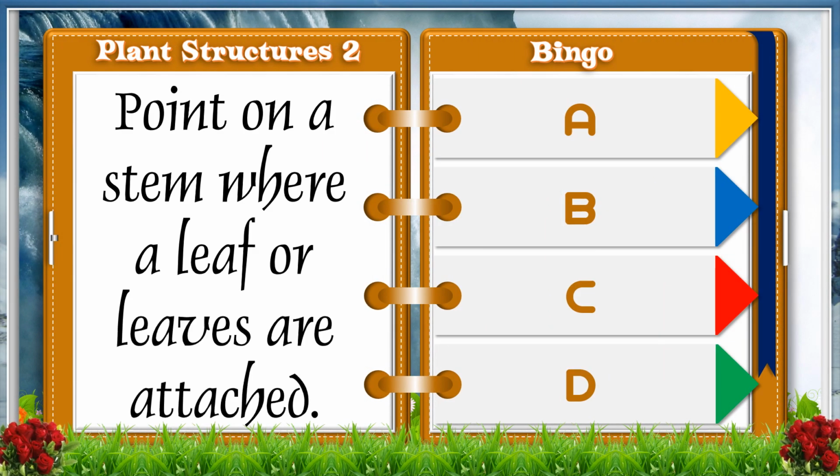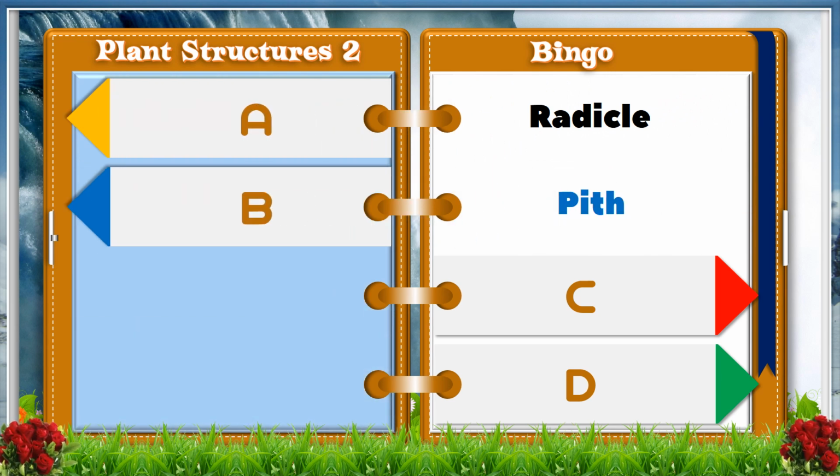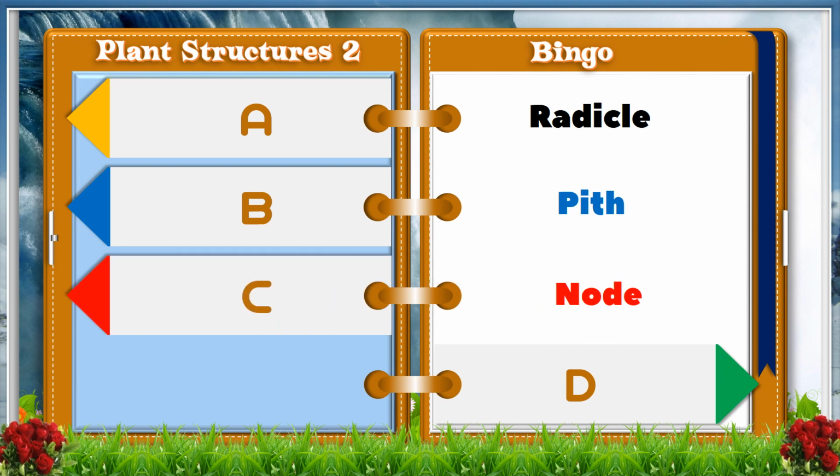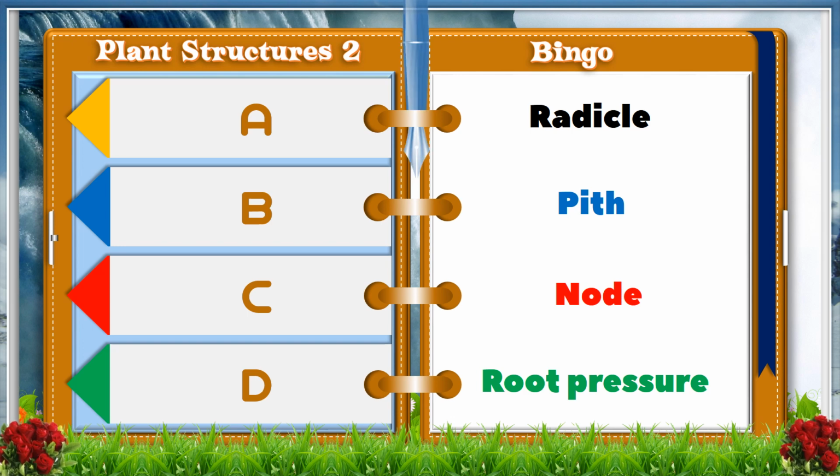Point on a stem where a leaf or leaves are attached. A, radicle. B, pith. C, node. D, root pressure. And the answer is C, node.